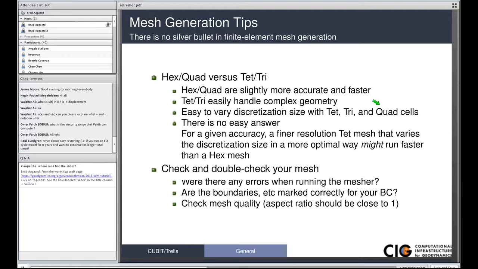You generally want to start with something, start at a coarse resolution, and then get finer as you need to. Our best suggestion is to check and double check your mesh. Were there any errors when running the mesher? Are all the boundary conditions marked correctly? And you want to check your mesh quality. If you don't have a good quality, then your solution may not converge.